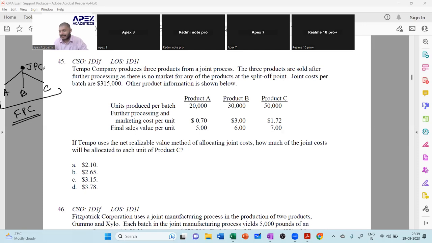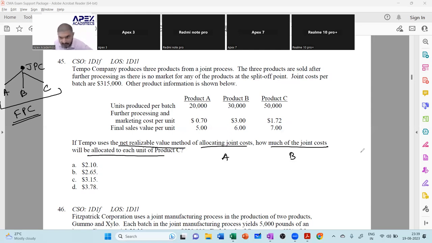Joint cost per batch are 3,15,000. Other product information has been made available to you. Units per batch are 20,000. Further processing cost is 70 cents. Final selling value is $5. $3 further processing, $6 selling price. $1.72 further processing, $7 selling price. If Tempo uses the NRV method of allocating the joint cost, how much of the joint cost will be allocated to C per unit?